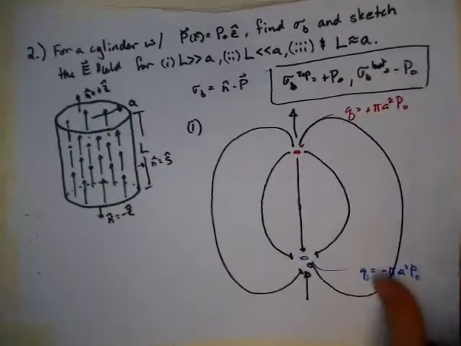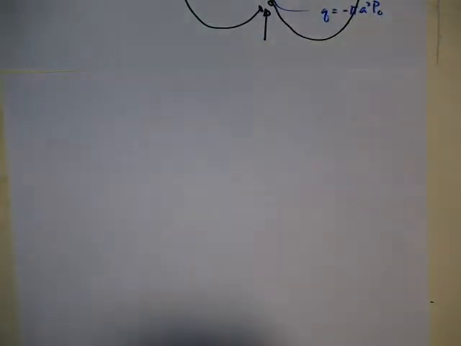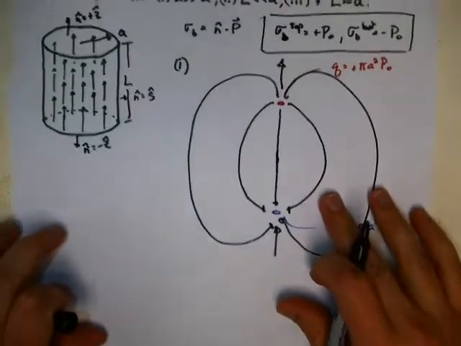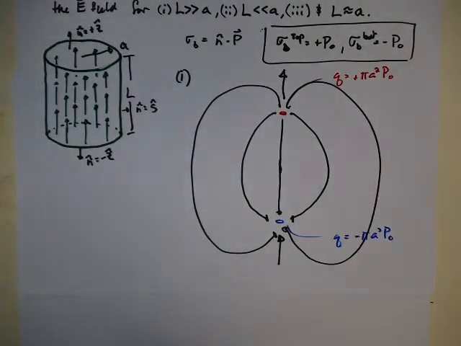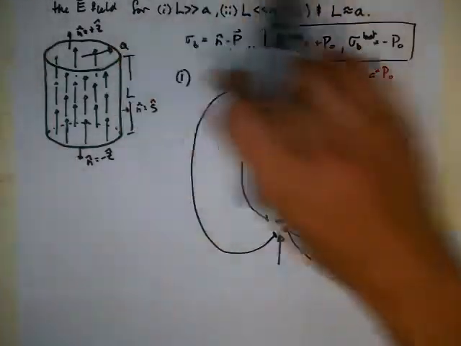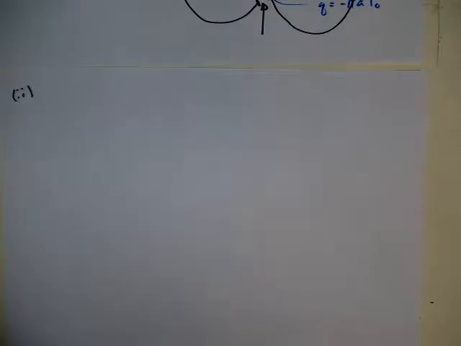For case 2, let's read it off. Case 2 here is when A, which is the radius, is much, much larger than L. So that's going to look kind of like parallel plates. And so let's draw our parallel plates. I'm going to drop the perspective here, because if I don't, you're only going to see the top plate.